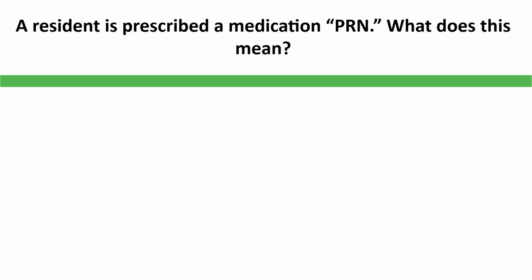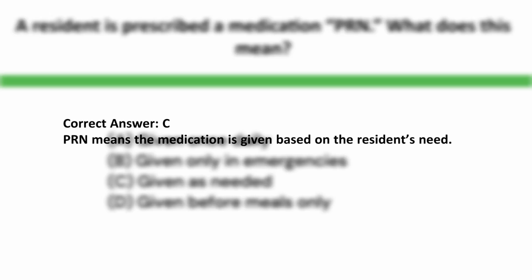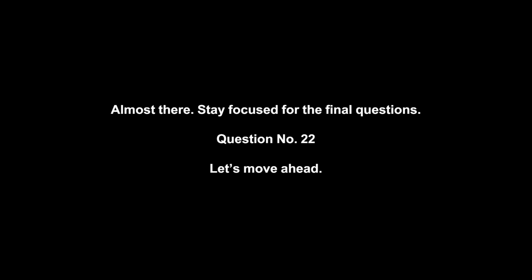Question number 21. Keep going. A resident is prescribed a medication PRN. What does this mean? Options. A. Given once daily. B. Given only in emergencies. C. Given as needed. D. Given before meals only. Correct answer, C. PRN means the medication is given based on the resident's need. Almost there. Stay focused for the final questions.